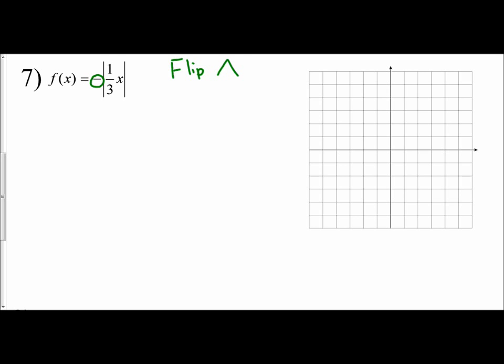So it's the same idea. In order to start, you're going to want to take whatever is inside the absolute value bars, 1/3 x. You want to take that expression in order to find your starting point, which I said we refer to as the vertex of the absolute value function. You set that equal to 0, and that gives you the x value of the vertex. So 1/3 x equals 0. You would multiply both sides by 3, and 0 times 3 is 0. And so my x value of the vertex is 0.